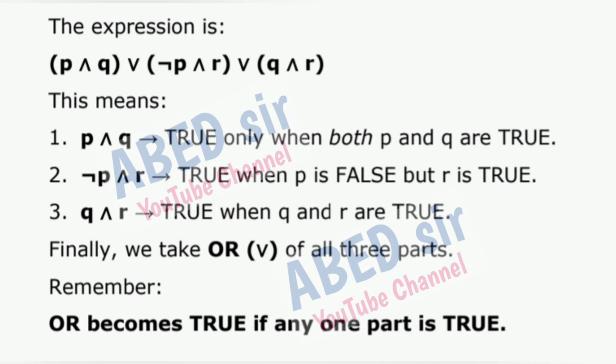This means P∧Q is true only when both P and Q are true. ¬P∧R is true when P is false but R is true. Q∧R is true when Q and R are true. Finally, we take the OR of all three parts. Remember, OR becomes true if any one part is true.